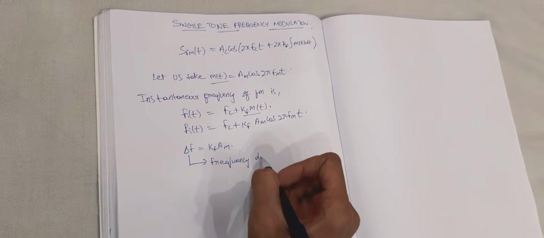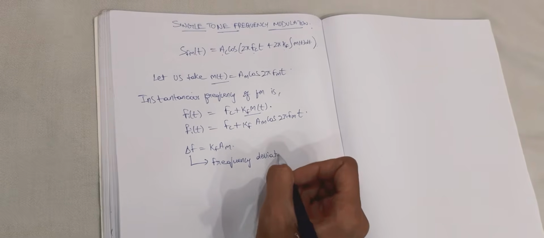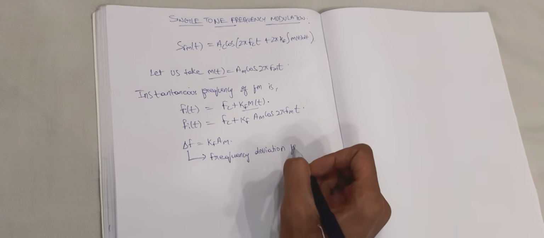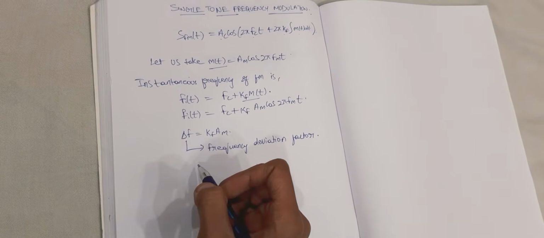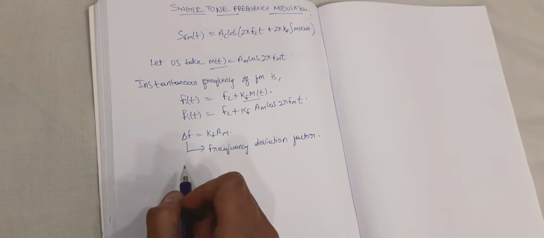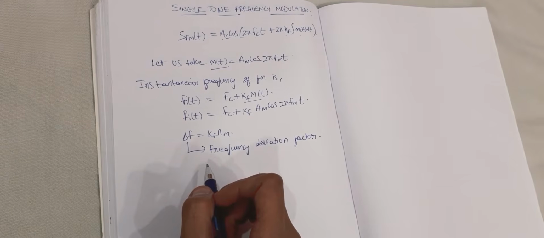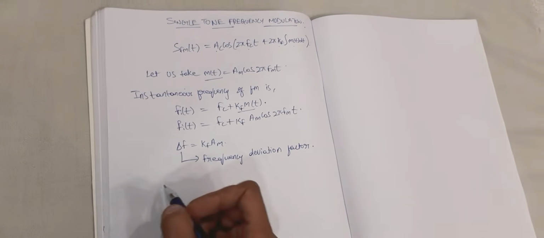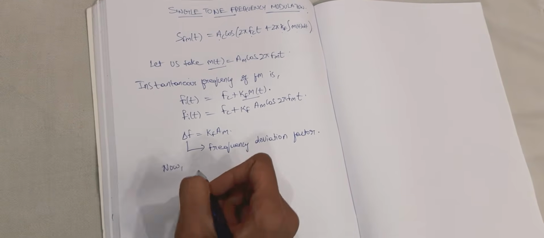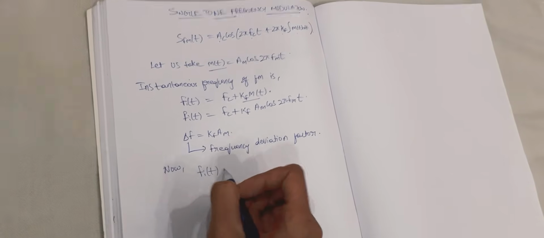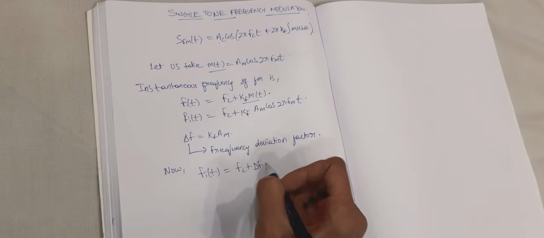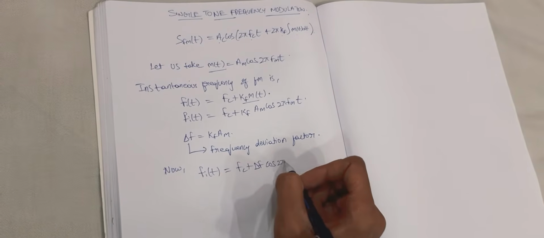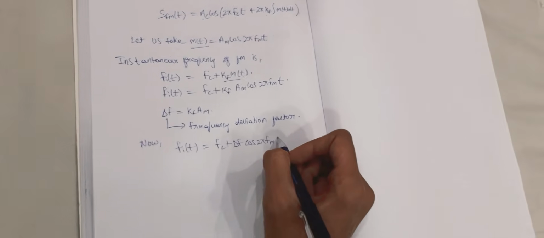Frequency deviation factor represents the maximum departure of the instantaneous frequency of the FM wave from the carrier frequency. Now we have fi(t) equals fc plus delta f cos(2 pi fm t).